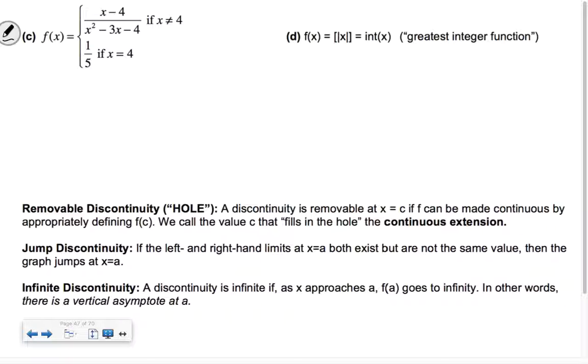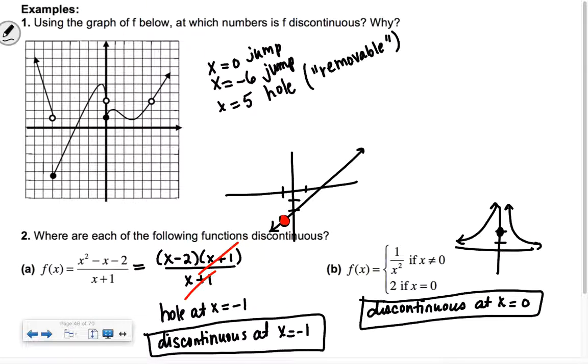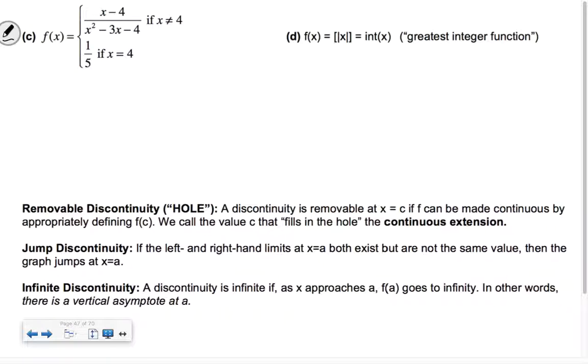So this one. You can't draw these two things without lifting your pencil. I know you can't draw them, so you have to skip over 0, right? It says if x does not equal 0. So we say it's discontinuous. It's not continuous at x equals 0. All right, so here we go.